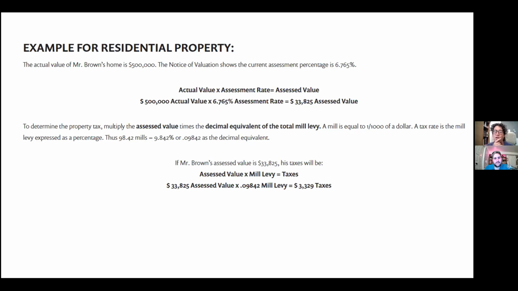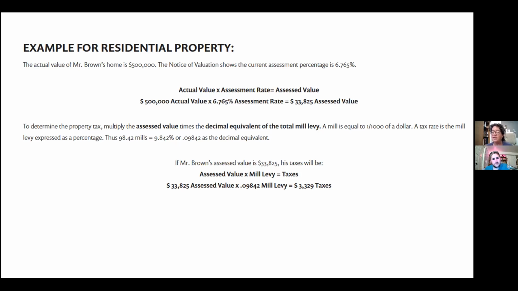So going back to the calculation, let me show a couple of real slides, and these are courtesy of Douglas County. They do a very good job laying it out. We've got residential property, and you see in this example, a $500,000 home. So we're going to have what the assessor sends in the notice. That's the actual value. So here's the assessor's part. Now we're going to take that times the current 6.765% assessment rate. That gives us the assessed value. And that's now your key driver in the equation.